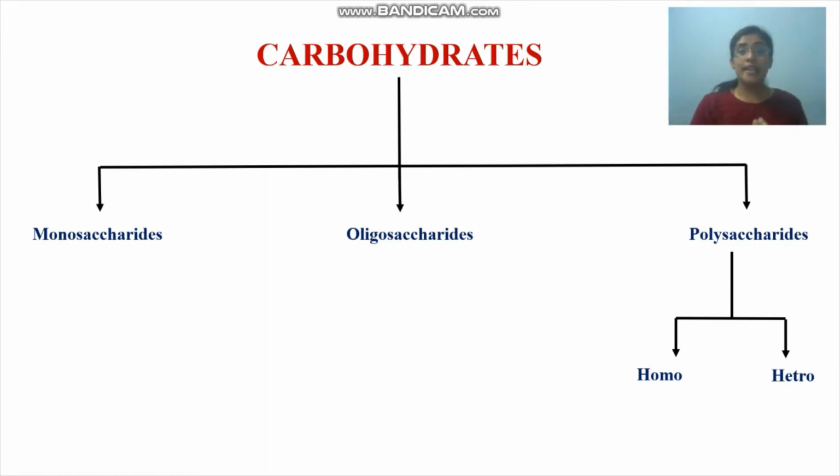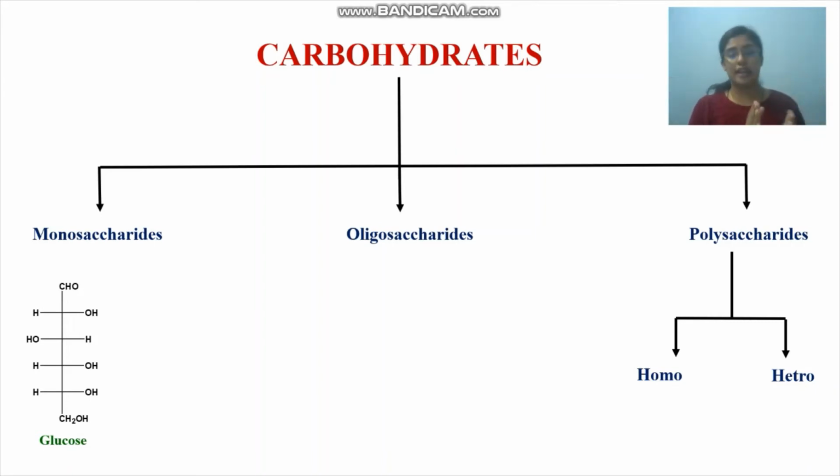Now monosaccharides are those carbohydrates which cannot be further hydrolyzed. Like in the case of glucose or fructose, for example. They can't be further broken down into polyhydroxyaldehydes or ketones. They are the basic units.